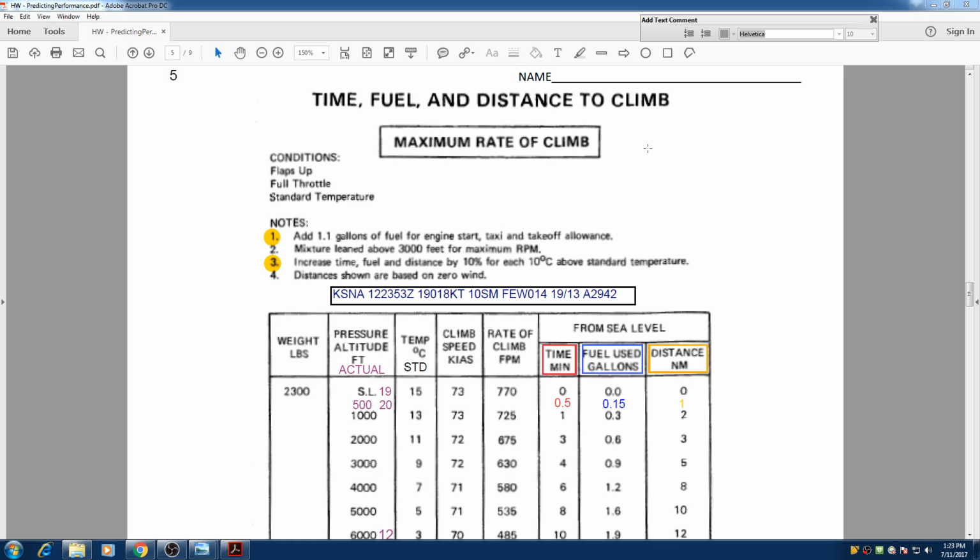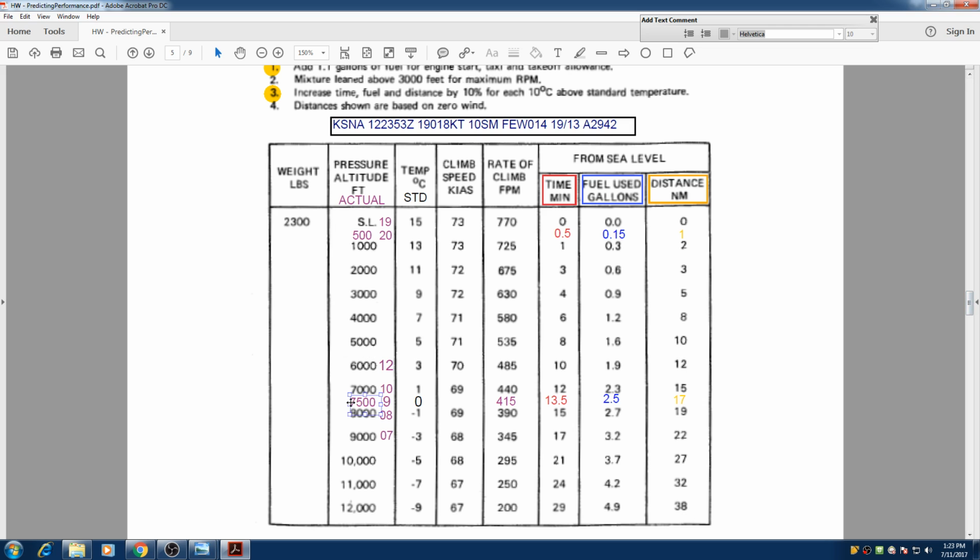Hello everyone, my name is Hassam, and in this video I'm gonna go over the time, fuel and distance to climb. So in this example we have been asked to find the cruising altitude, which for this purpose is 7,500. So we're going to level off at 7,500 and we're going to be taking off from John Wayne Airport with this METAR information that we got recently. We have 19 degrees Celsius of temperature and the pressure altitude for today is 500 feet.